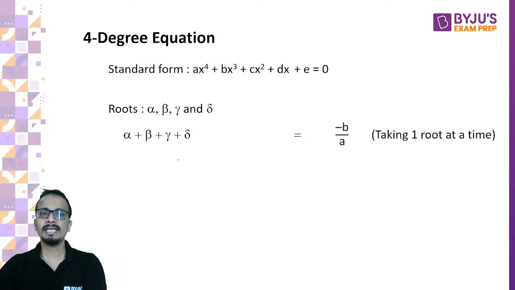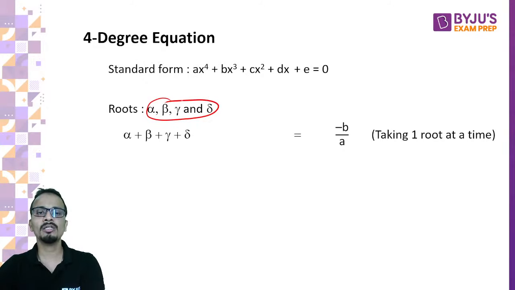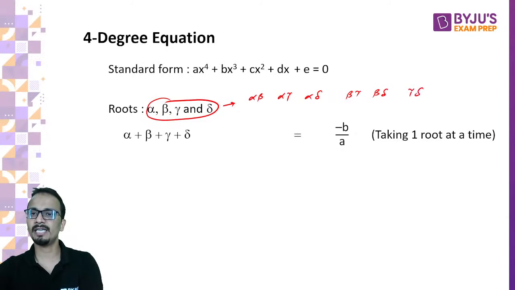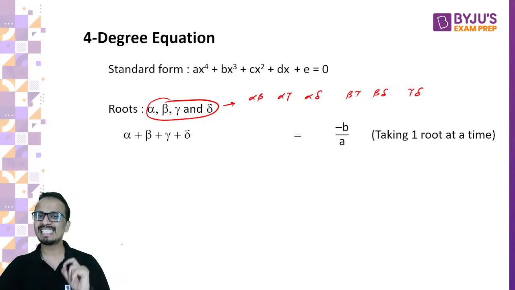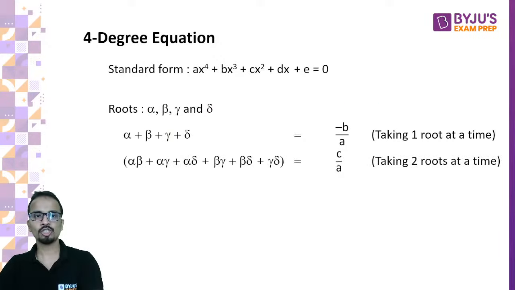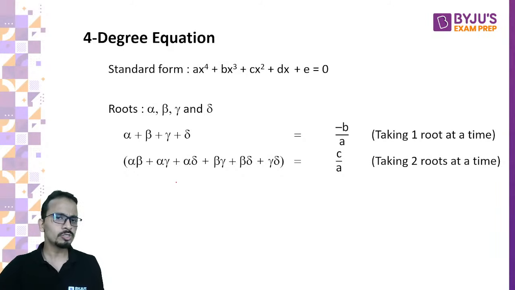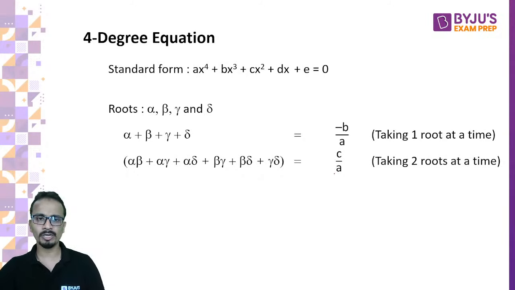All right. Next, the sum taking two roots at a time. Now if I make all the groups of two roots, it will be alpha beta, alpha gamma, alpha delta, then beta gamma, beta delta, and finally gamma delta. So in all there will be 6 pairs taking two roots at a time. So I'll write it like this. The sum of the roots taking two roots at a time will be c upon a.